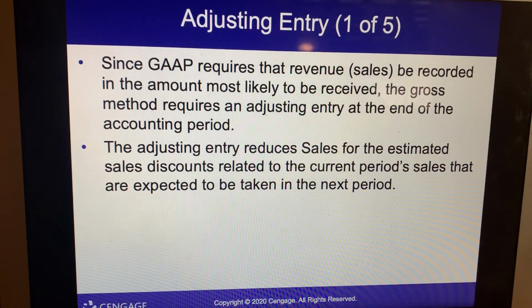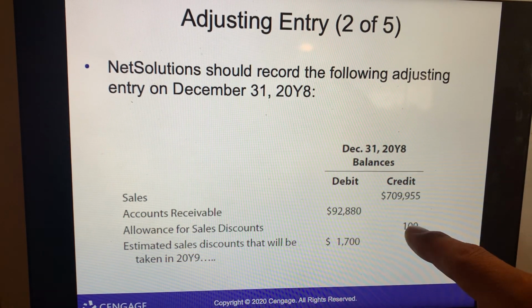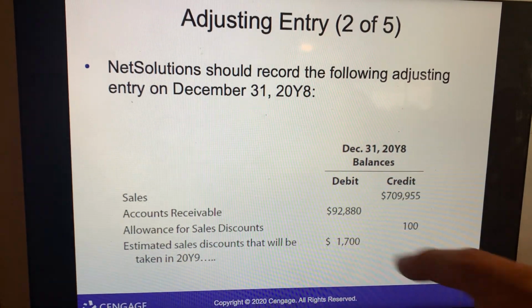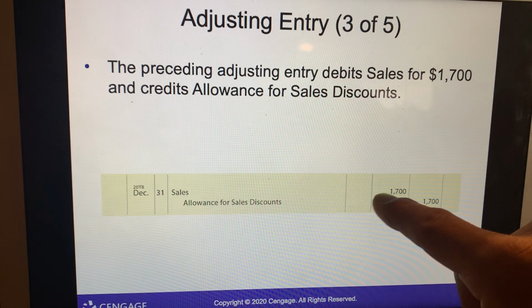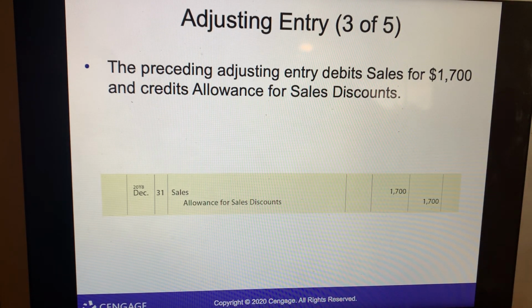Since GAAP requires that revenue sales be recorded in the amount most likely to be received, the gross method requires an adjusting entry at the end of the accounting period. The adjusting entry reduces sales for an estimated sales discount related to current period sales that are expected to be taken in the next period. So here's what that looks like. Sales, account receivable, allowance for $100, and then estimated returns $1,700. And here's the sales, $1,700, and allowance for sales discount for $1,700.